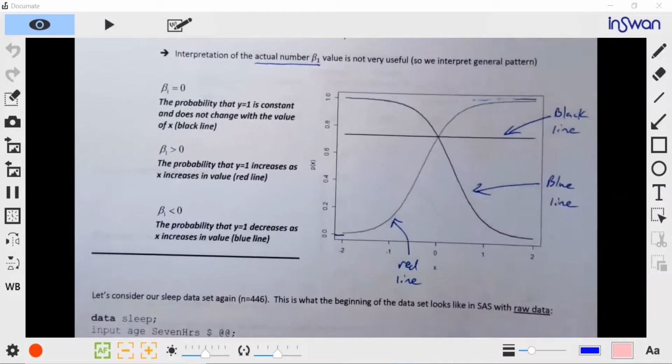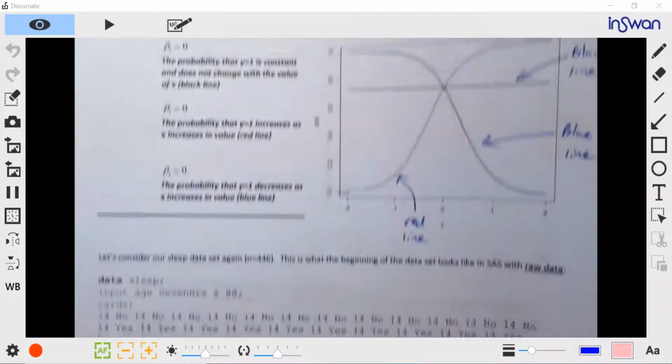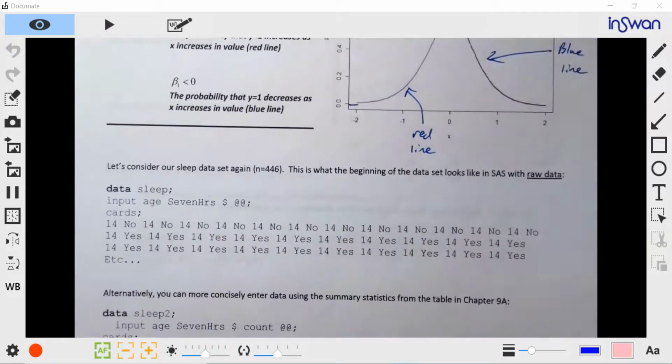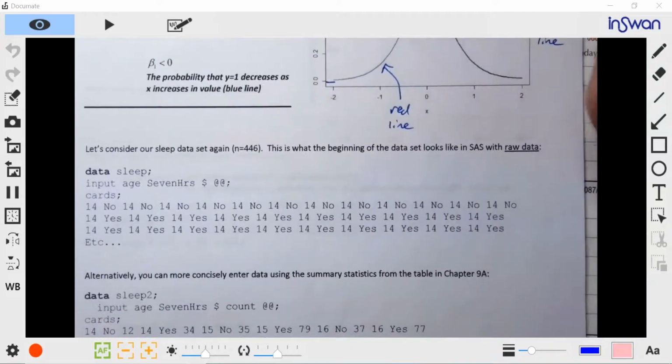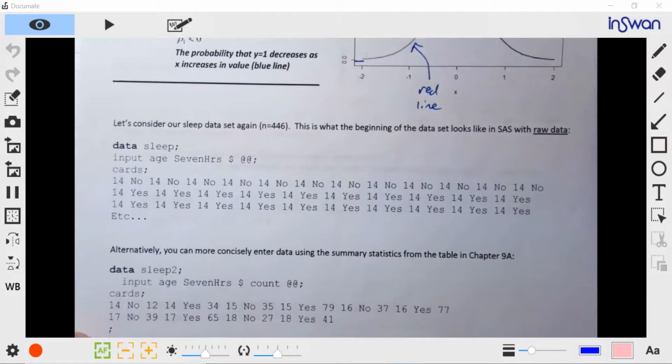Okay, so we've talked about the three different potential ways of looking at a logistic regression model, either on the log odds scale, the odds scale, or the probability scale. So rather than talking so abstractly, let's look at an example. So we're going to look at our sleep data again.